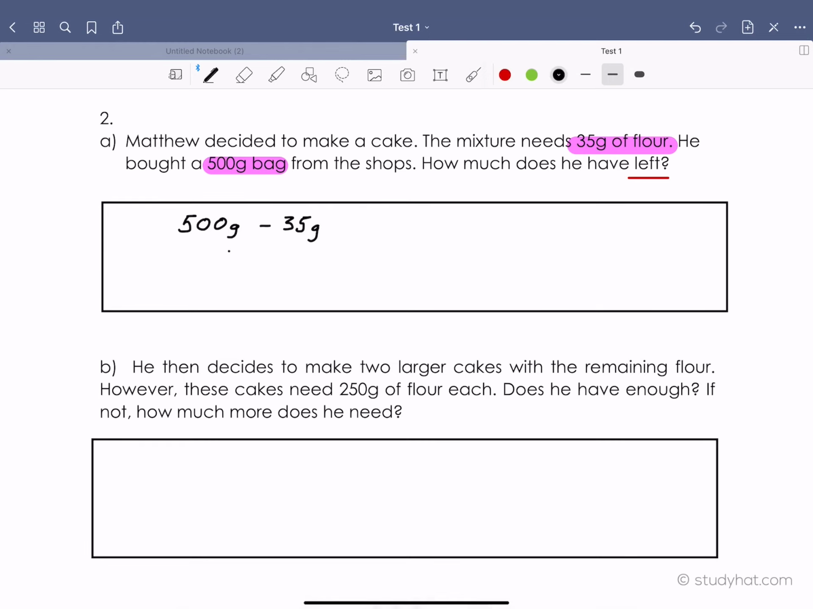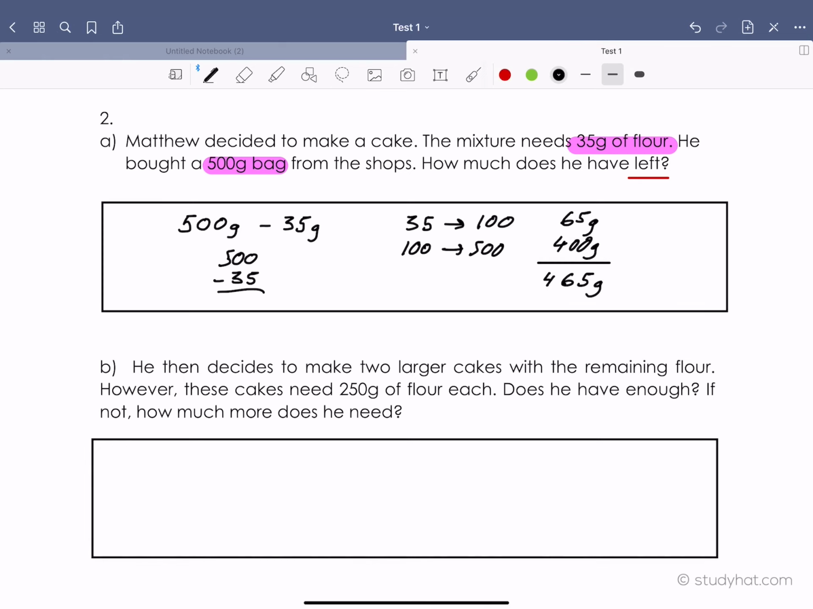We could do this by lining it up like this and doing a subtraction, or we could try a faster method in our heads and think, how many grams did it take to go from 35 to 100? That would be 65 grams. And then how many to go from 100 to 500? That would be 400 grams. So altogether, the answer is 465 grams.